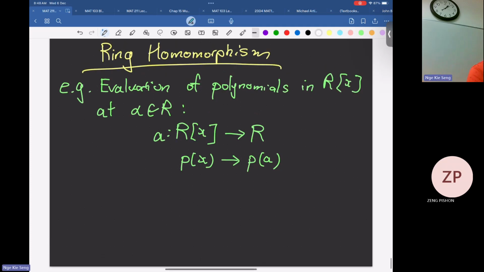So speaking about this example here, we will introduce a proposition which is called the substitution principle.